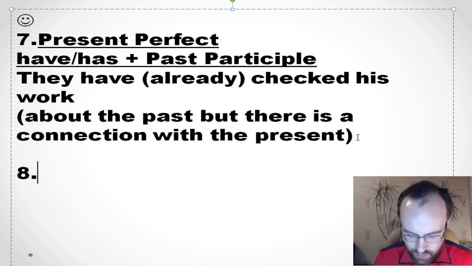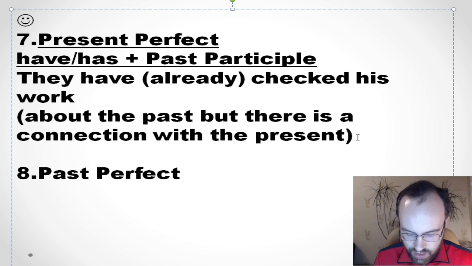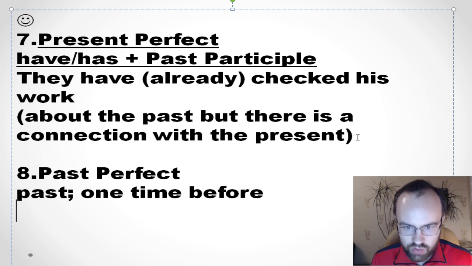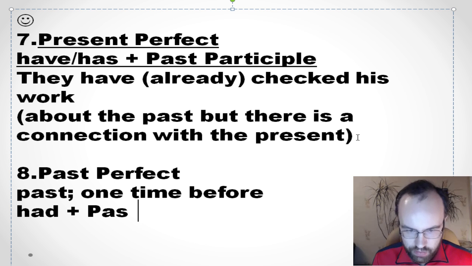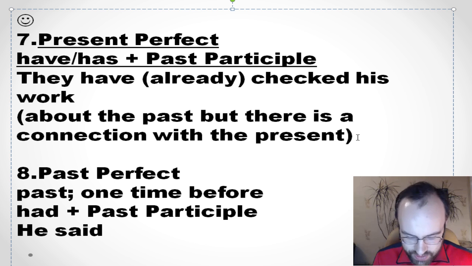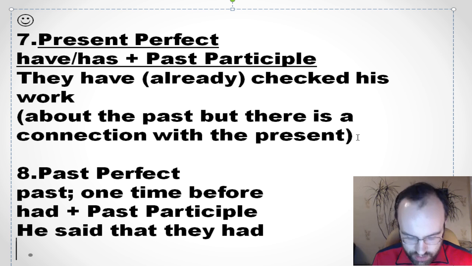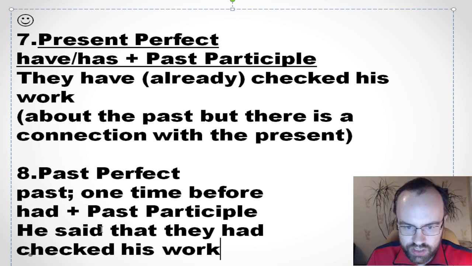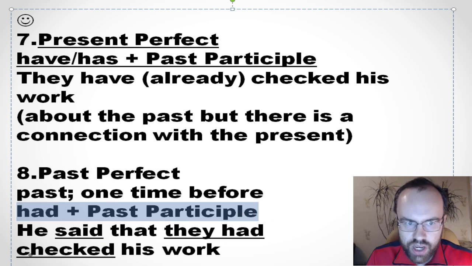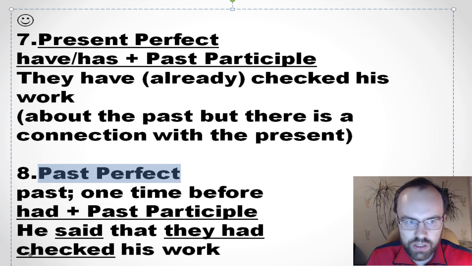So past perfect. One more interesting tense. It's about the past, but it's one time before. How do we form it? Had plus past participle. For example, he said that they had checked his work. He said, it's about the past, but had checked happened earlier. So you say had plus past participle. Checked is a past participle. Past perfect. Very good, my friends.